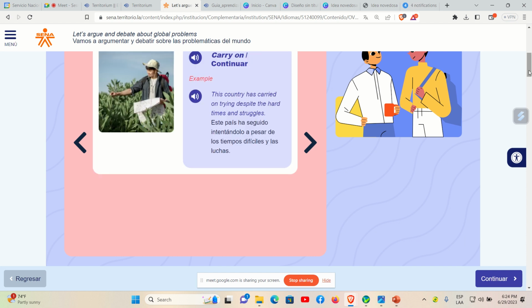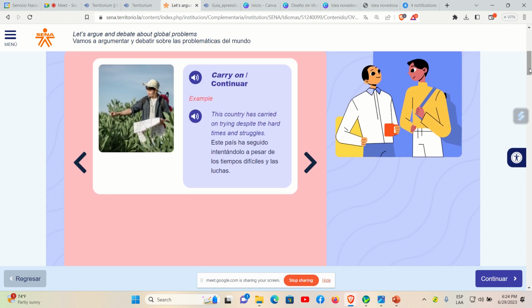Let's continue. Carry on. This country has carried on trying despite the hard times and struggles. Intentar, continuar, carry on.